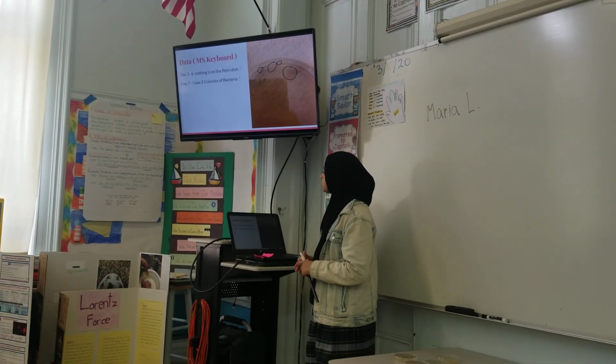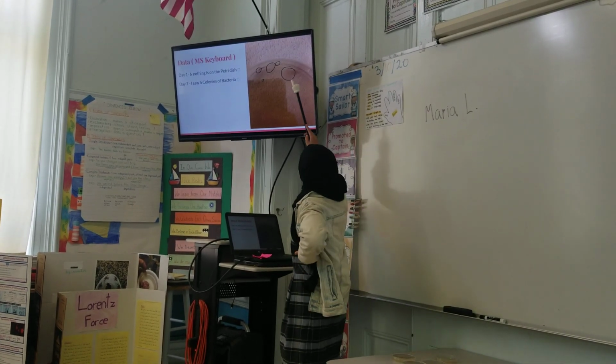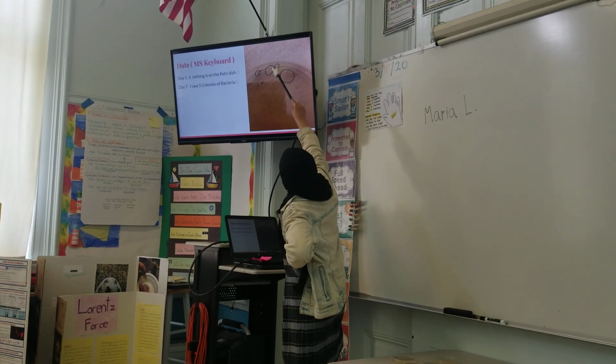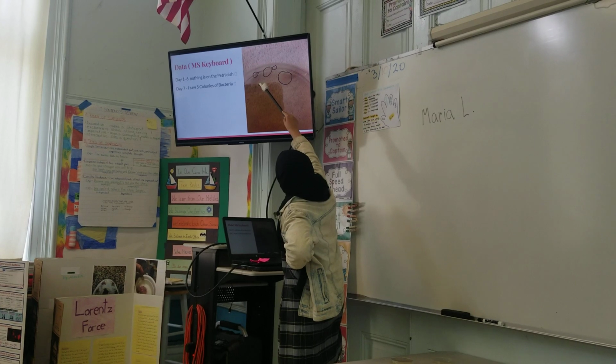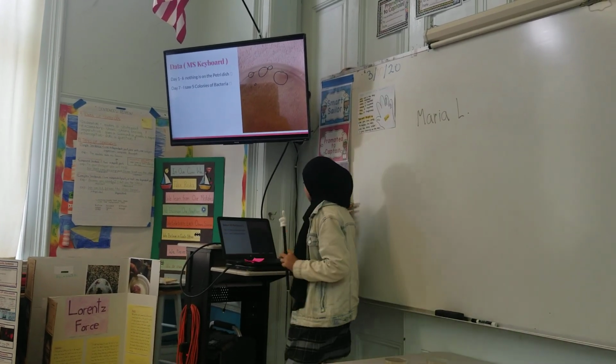And now this is the middle school's keyboard, and I saw 5 colonies of bacteria. So there's a huge one right here. There's a medium one, another huge one. This is a really small one that's, I think, still growing. And there's another one right here. So there are 5 colonies of bacteria.